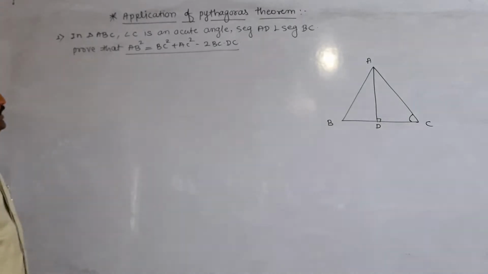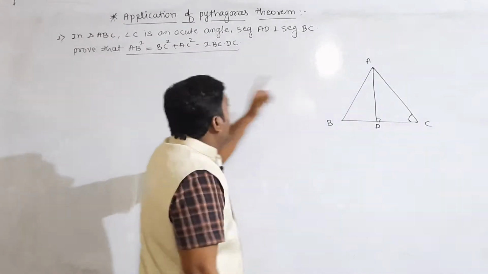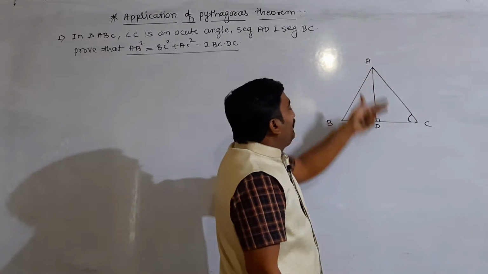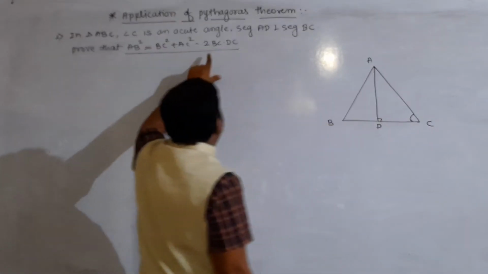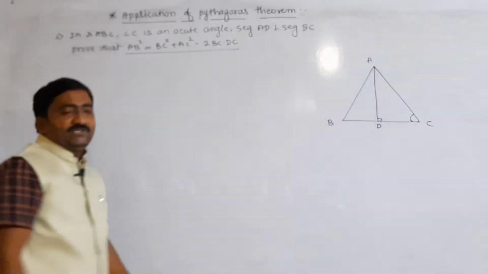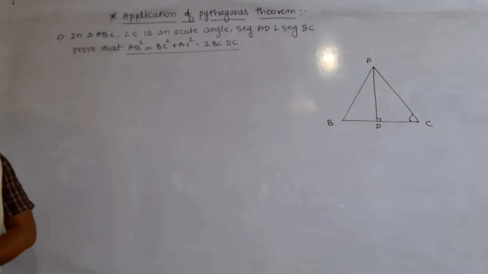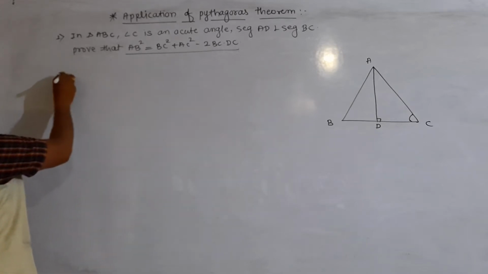Here segment AD is perpendicular to BC. Then we have to show that AB square is equal to BC square plus AC square minus 2BC into DC. Minus 2BC into DC. This is the application of Pythagoras theorem. So, the proof of this.